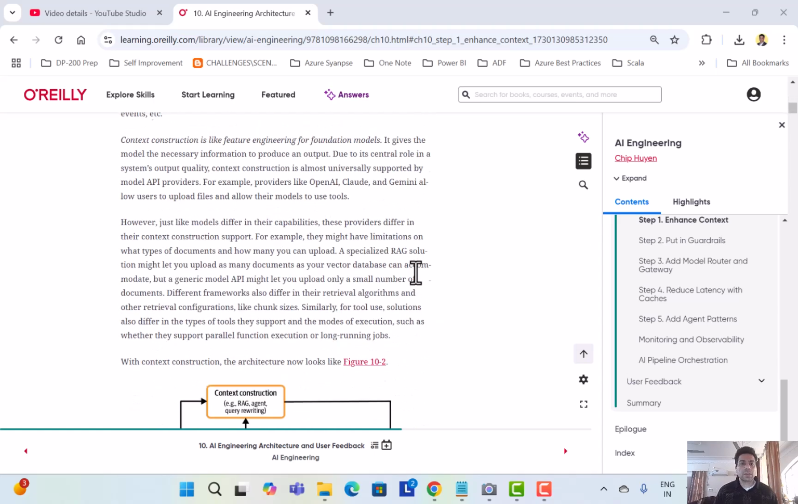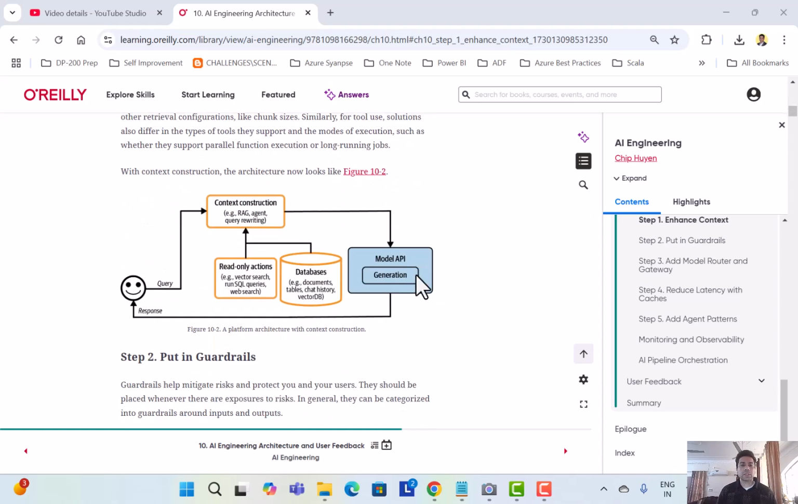Then the author introduced context construction, which is very vital if we want to read data from our internal databases, or in any case, add more context to the prompt that you're typing so that we are able to get the right answer.